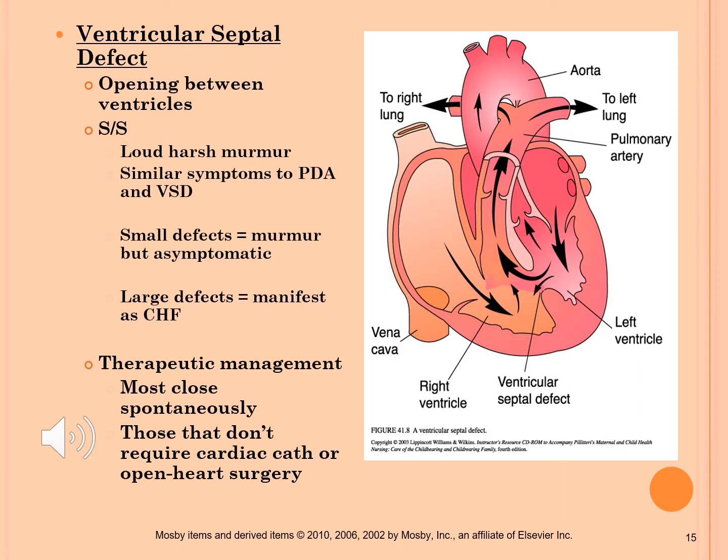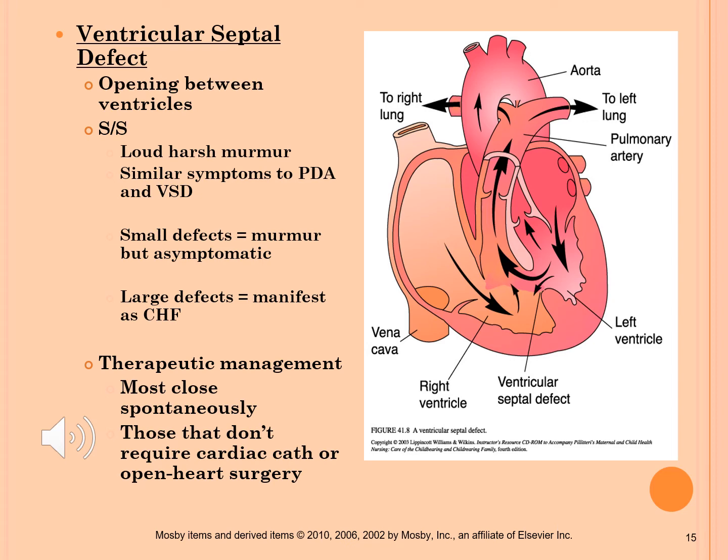Here we're going to talk about ventricular septal defect, or VSD. Again, part of the acyanotic defects, so it means left to right shunting of blood, and it's still part of the subcategory of increased pulmonary blood flow. This time with ventricular septal defect, we have an abnormal opening between the two ventricles, those lower chambers of the heart.